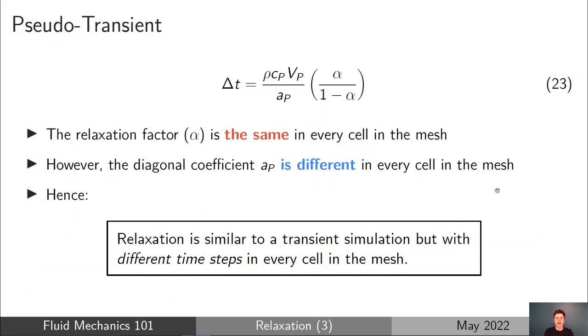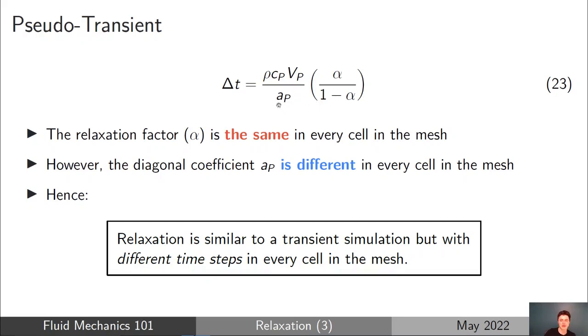So what's the next bit of information that we can pull out from this really important equation? Well, if we just look at the terms in the equation, then we can see that alpha is the same for every cell in the mesh. So all of the cells in the bar, we will have assigned a relaxation factor of, say, 0.7 or 0.4. So alpha is the same for every cell in the mesh. And rho, CP and VP may be the same or may not be the same, depending on if the mesh is uniform or if it's non-uniform.